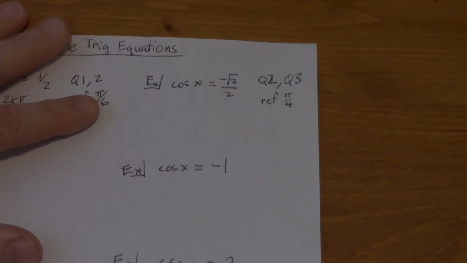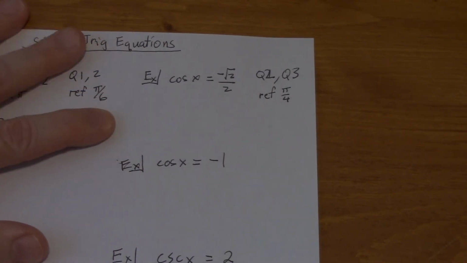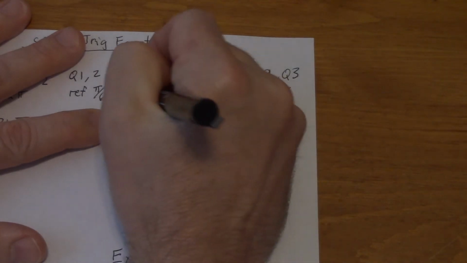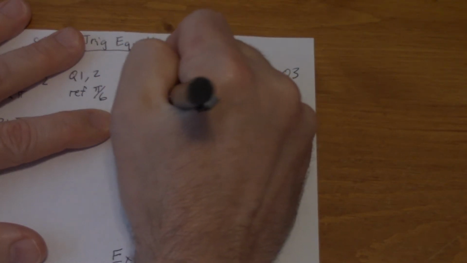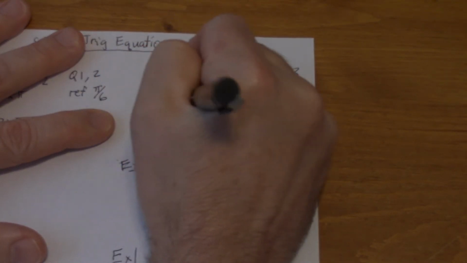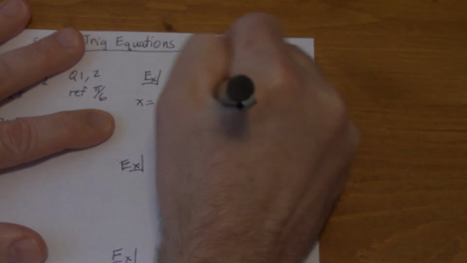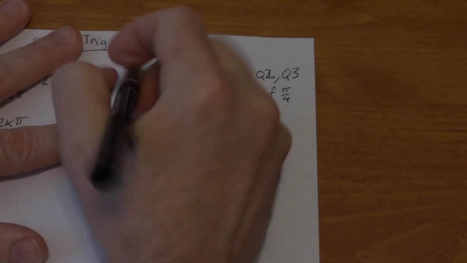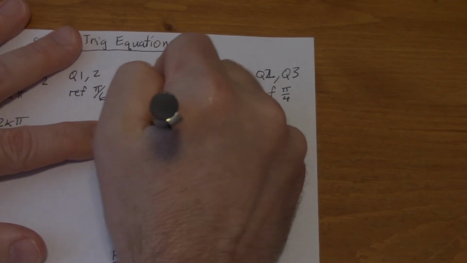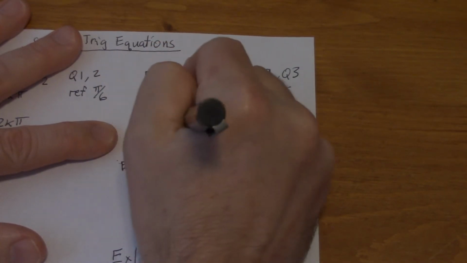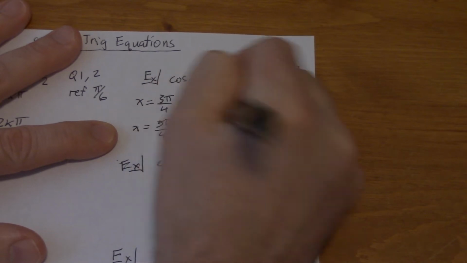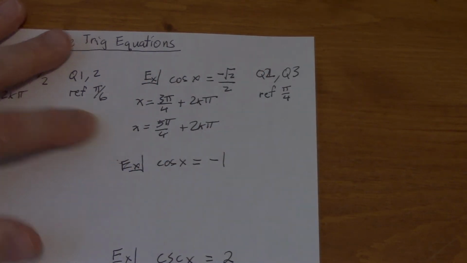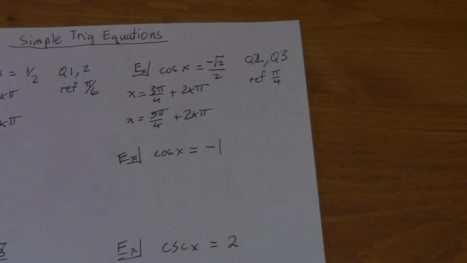Okay, so how do I do this? I figure out what's the equivalent of pi over 4 in the second quadrant. We subtract from pi to do that. So that would be 3 pi over 4 plus 2k pi. And then the third quadrant, we would add pi over 4 to pi, and we get 5 pi over 4 plus 2k pi. Okay, a little bit more complicated.